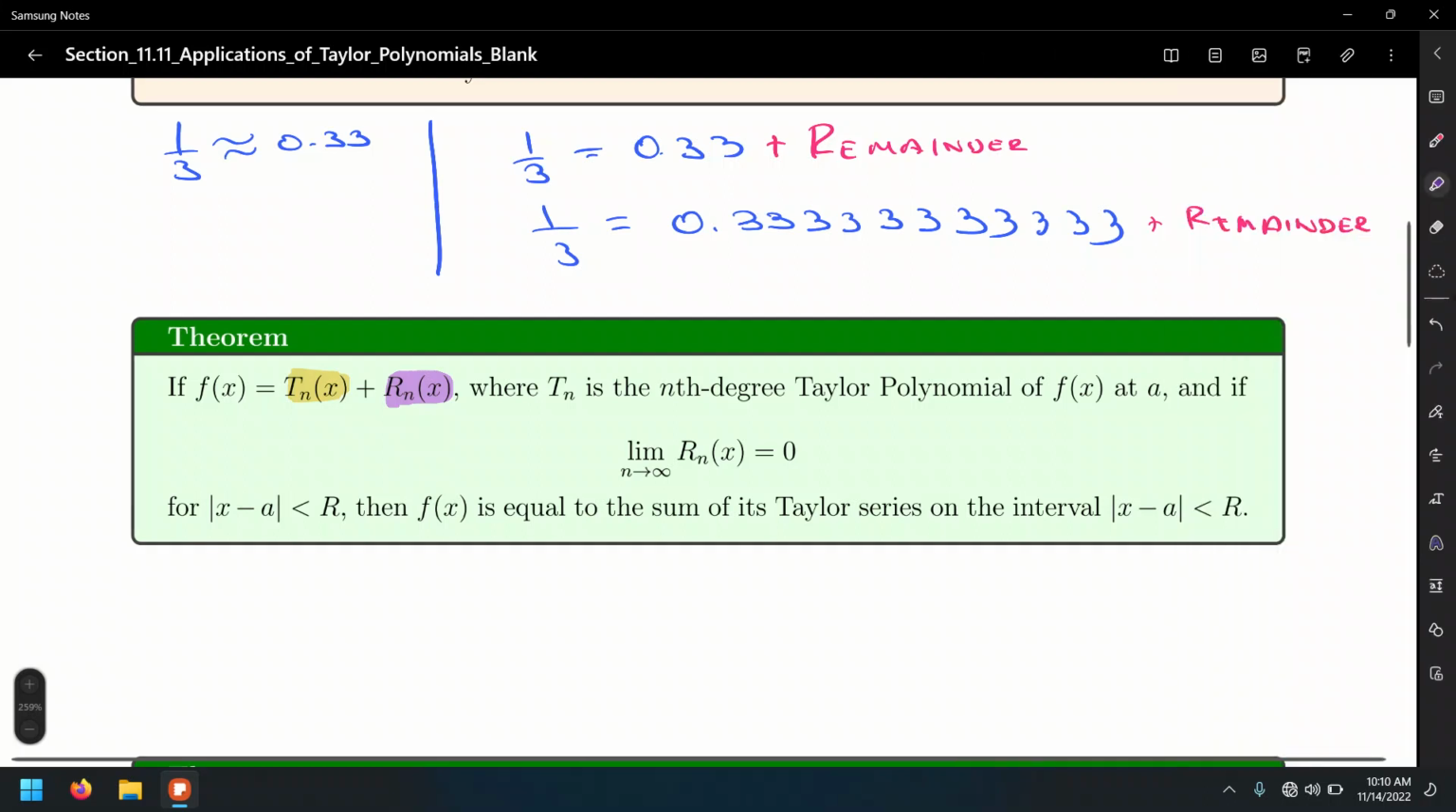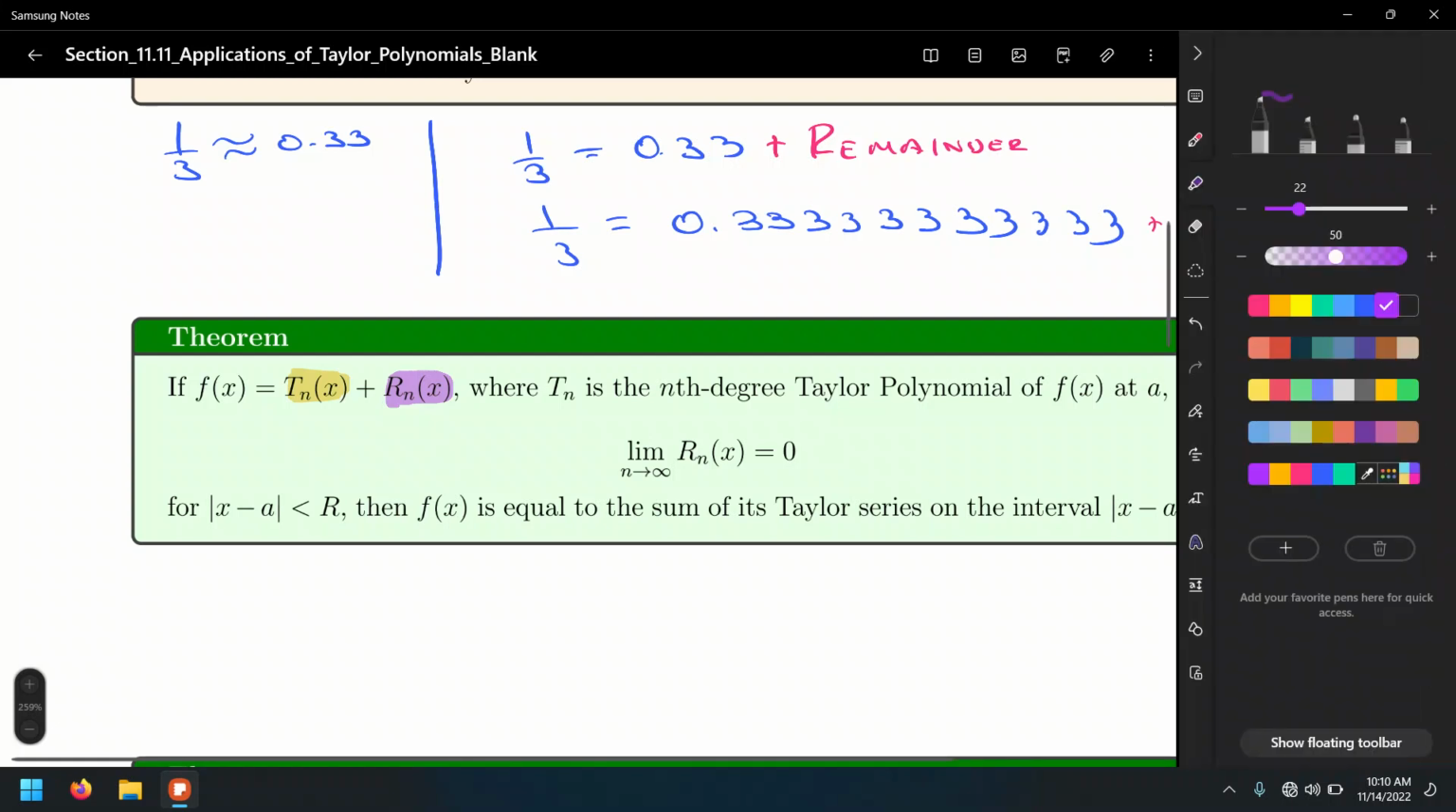Now, if we take the limit of the remainder as the number of terms goes to infinity, if we use infinitely many terms in our approximation, that means the remainder is 0, because we're not leaving any room for approximation. In fact, we are coming up with the actual value.